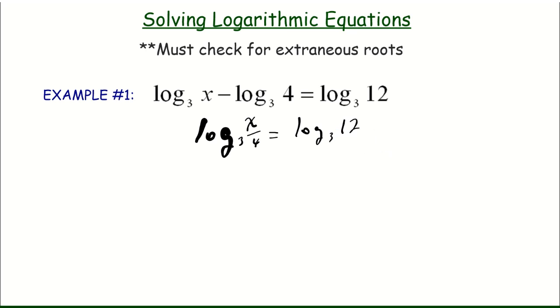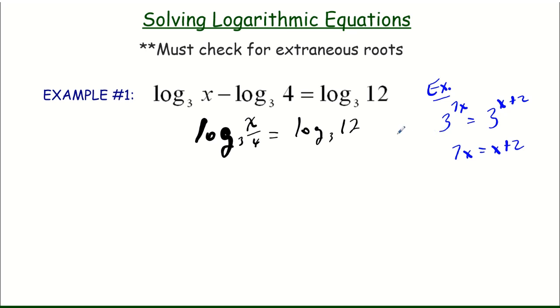At this point, it becomes essentially a statement of equality. Think back to when we did something like this: if I said 3 to the 7x equals 3 to the x plus 2, we would say the only possible way this statement could be true is because the bases are both the same. We're taking 3 and raising it to this exponent, and taking the same base and raising it to that exponent. The only way that could possibly be true is if the two exponents are the same.